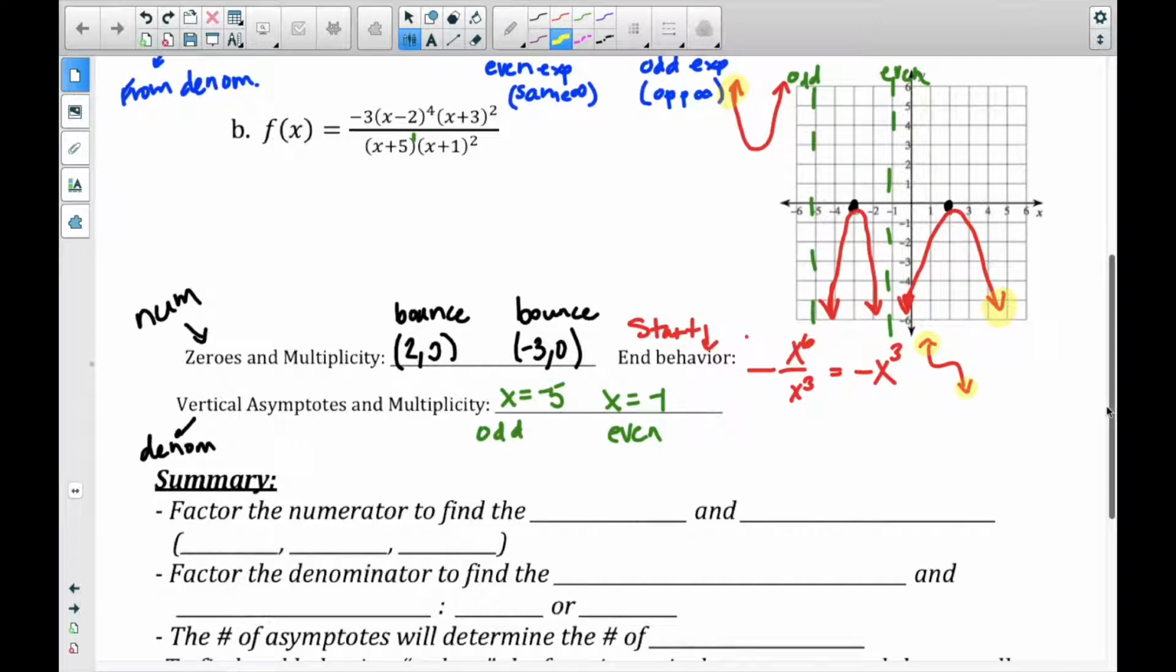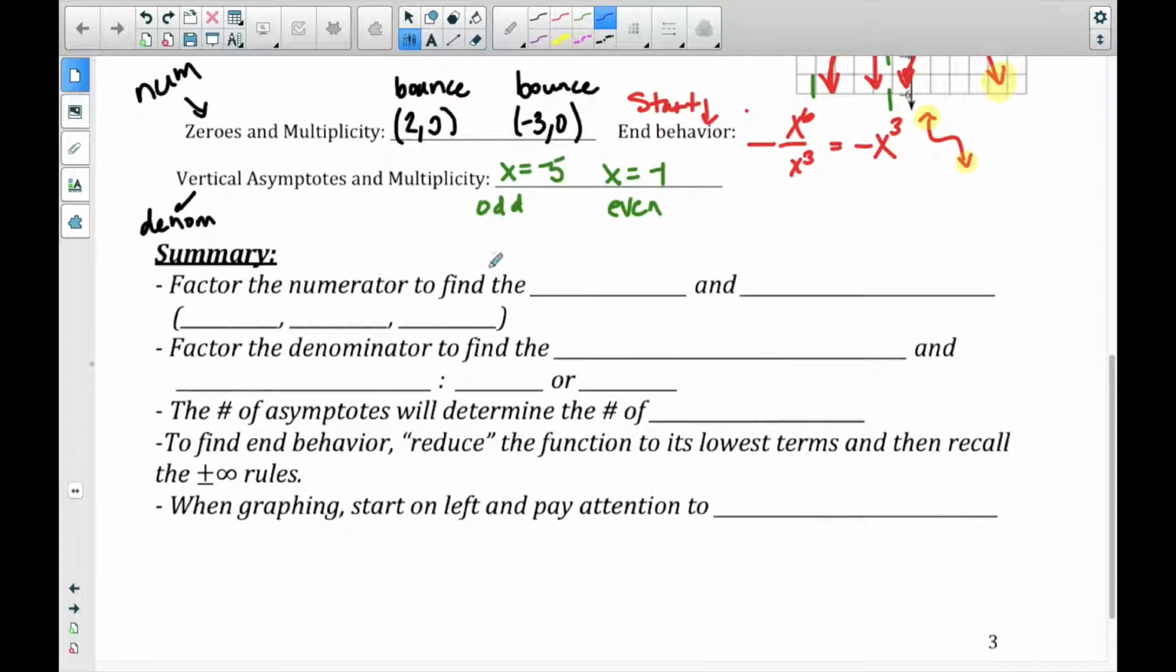Let's come down here to the summary. In the numerator, we factor the numerator to find the zeros and the multiplicity. With the numerator, the zeros and the multiplicity can be a through if it's a first power, a bounce if it's an even power, and a bend if it is an odd power greater than 1. Then we go to the denominator.